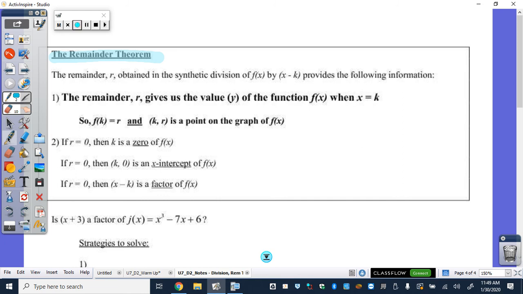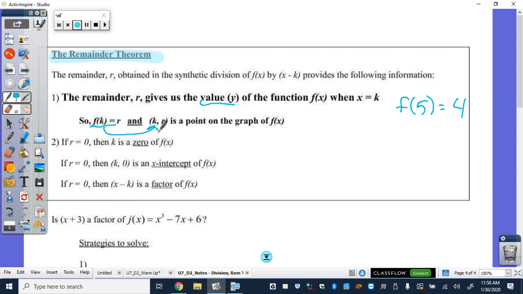So a remainder can be obtained by doing long division and seeing if you have anything left, doing synthetic division and seeing if there's anything left, or by using our remainder theorem. The remainder gives us the value of y of the function f of x when x equals k. So if I plug in a 5 and get 4 as my answer, my 4 is my remainder. It ends up being a point on our graph.